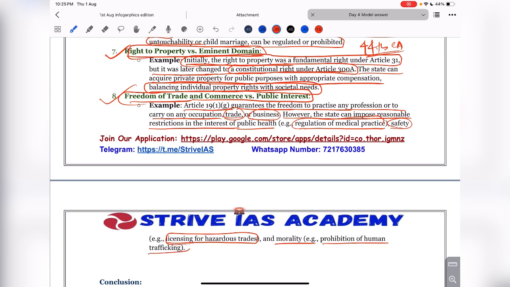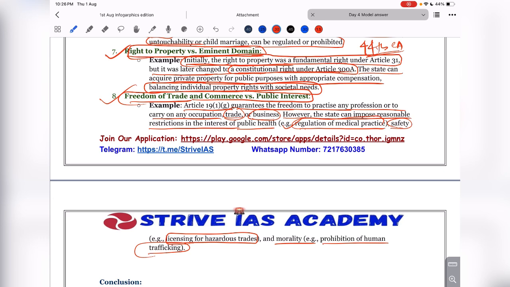See, you have the right to pursue any kind of trade or profession to earn an economic livelihood, but that right should not be misused. For example, if you don't know about medical practice, don't have any medical knowledge or degree, and still you are practicing medicine and prescribing medicines, that will be harmful to people. That is the reason the state can prescribe qualifications.